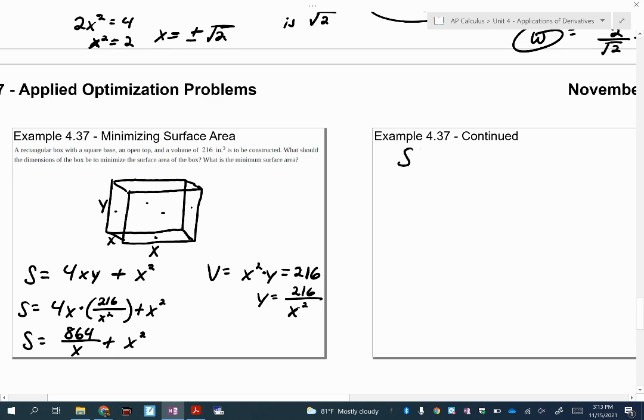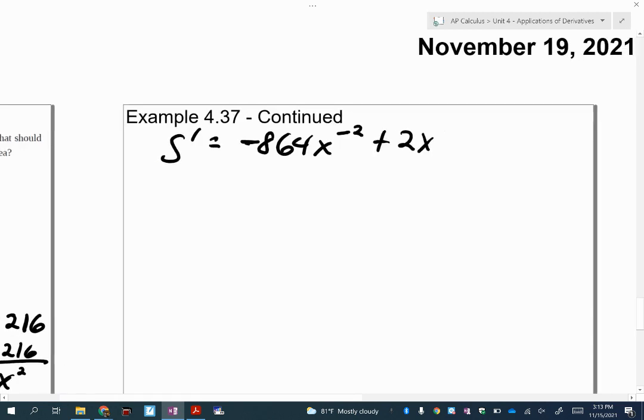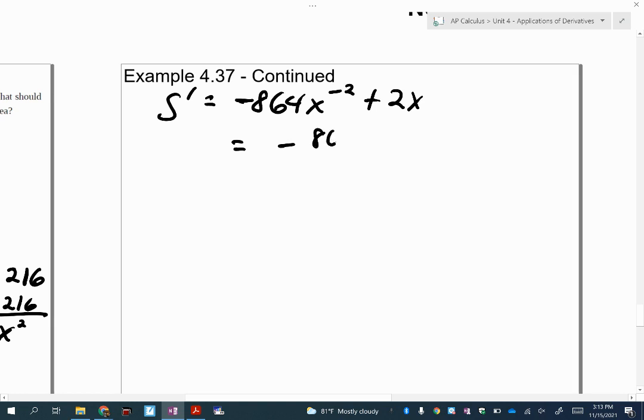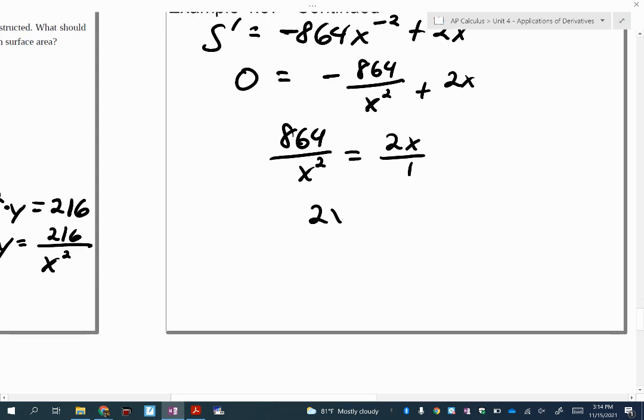So I'm going to find the derivative. That's going to be 864 times X to the negative first power, so negative 864 times X to the negative second power, plus 2X. Let me write that a little nicer here: negative 864 over X squared plus 2X. I need to set that equal to 0. So if I move the 864 over X squared to the other side, I get 2X over 1, we have a proportion. I get 2X cubed equals 864, or X cubed equals 864 divided by 2, which is 432. So to find X, I take the cube root of both sides.